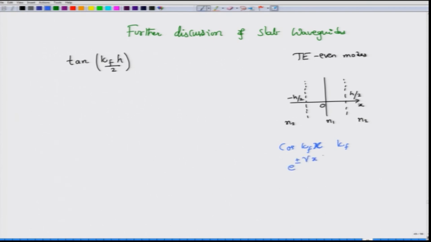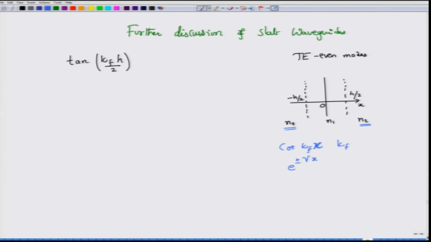So, you have either e power plus gamma x, which would of course decay outside, or in the cover region, because x is positive in that region. You will have e power minus gamma x for that one, and you have e power plus gamma x for x less than minus h by 2, which essentially is the substrate. And please remember, all our analysis has been done for what is called a symmetric waveguide. Symmetric waveguide means N2 on both sides is the same.